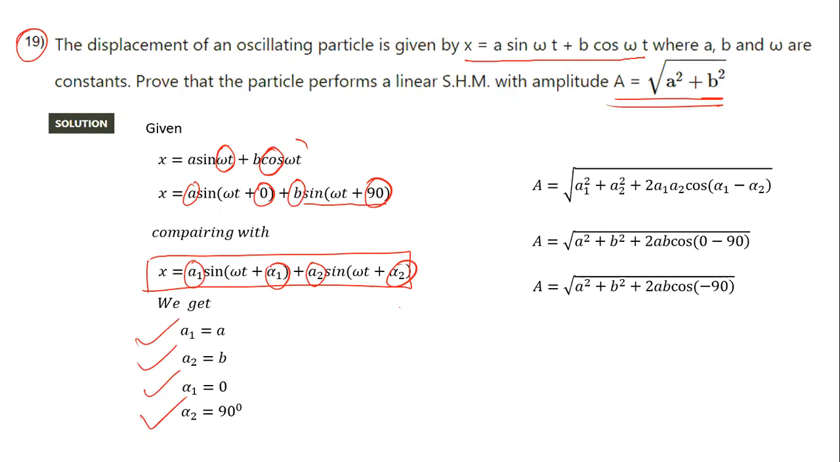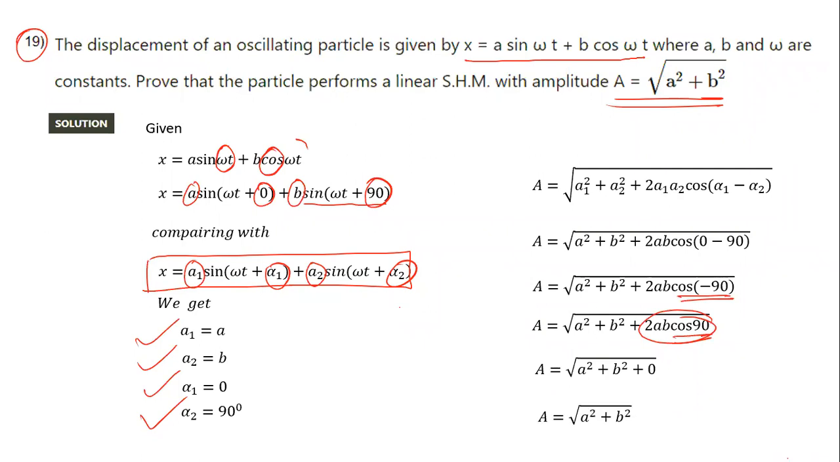So cos (0 minus 90) is cos (minus 90). Cos minus 90 is similar to cos plus 90. So we can write this. Now cos 90 is 0. So this term gets cancelled. 0 into 2ab is 0. So we get under root a square plus b square. And this only we have to prove here. Hence proved.